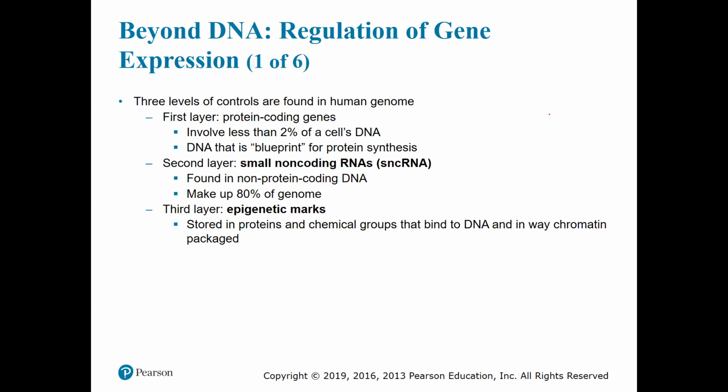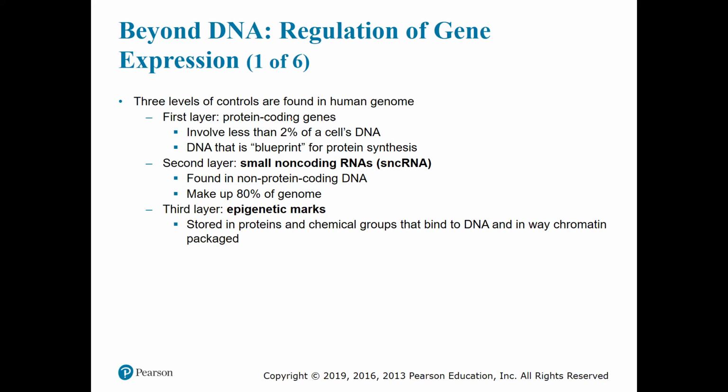Yeah. So when it comes to regulation of gene expression, I do want to look at a few different components. There's 3 levels of control found in the human genome. The first level is our protein coding genes. The second layer is our small non-coding RNA segments, which is SNC RNA. And the third layer is epigenetics. We think about epigenetics probably the most. We talk about that methylation, acetylation. We've all heard those things before, so we'll talk a little bit about them today.